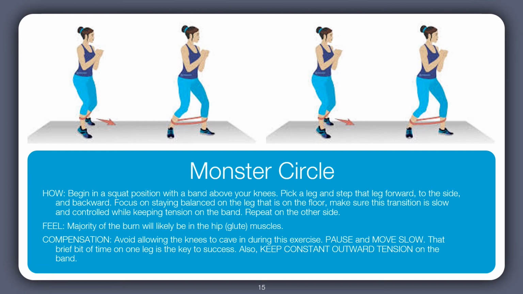So you'll wrap the band just above the ankles. You'll separate the feet so there's tension in the band. And then let's take your right foot forward, nice and slow, back to neutral. Step the right foot off to the side, then back to neutral. Step the right foot back behind you, and then back to neutral, and then switch sides with the other foot. Well, that's the basic gist of the monster circle.